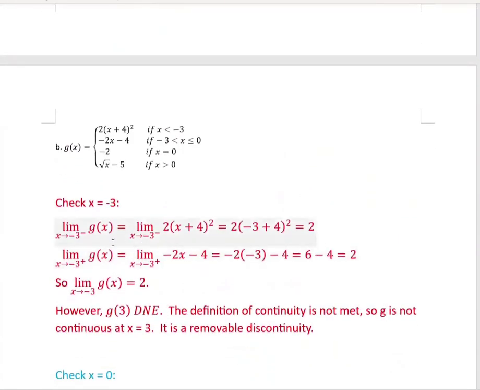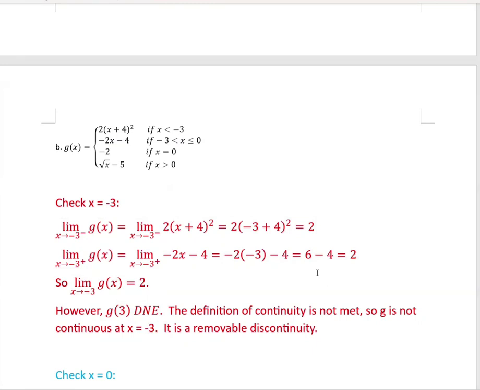Okay, let me backtrack. I was finding limits, and I just found that the limit as x approaches negative 3 of g of x is 2. But g of negative 3 does not exist, since we don't see a value for g at x is negative 3. It completely omitted it. The definition of continuity is not met, so g is not continuous at x is negative 3. It's a removable discontinuity.